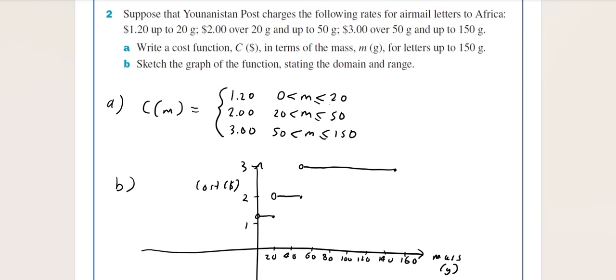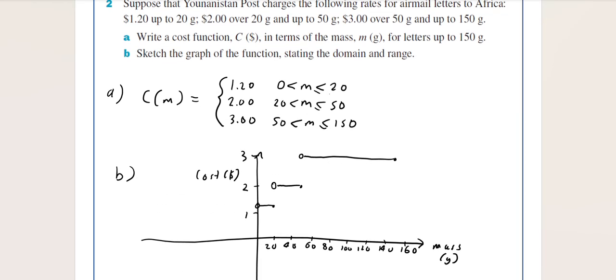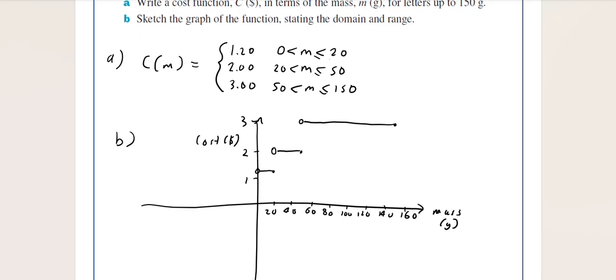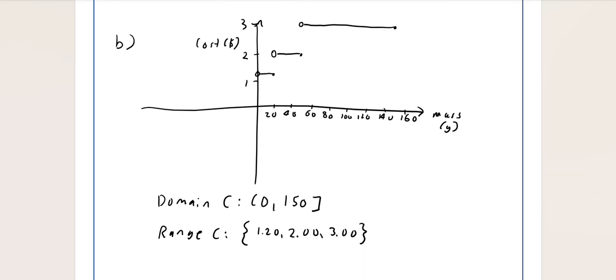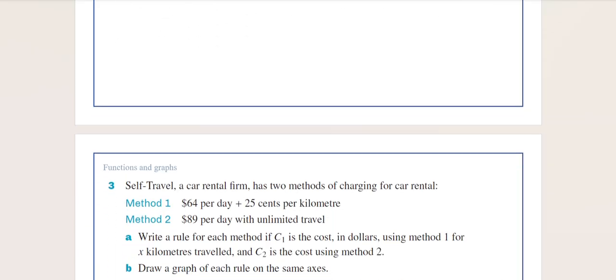So that's question number 2 done. It just involves figuring out the hybrid function, sketching it, and then using it to get the domain and range. The next question we're going to go through is a pretty similar one.